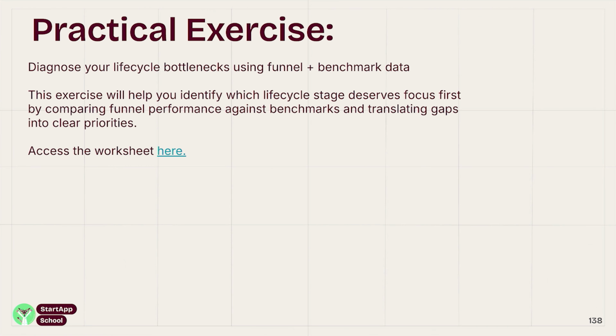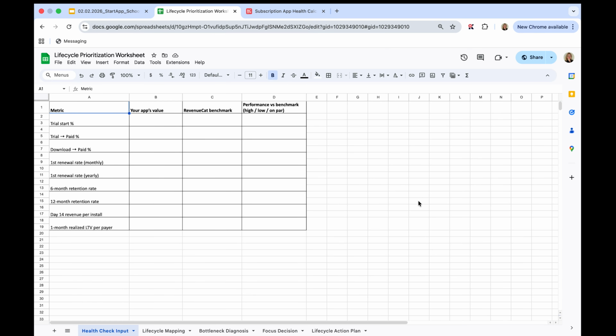So let's do this together. In this practical exercise, I will show you how to diagnose your lifecycle bottlenecks using funnel and benchmark data together. Welcome to the last practical exercise of the course. All I want you to do here is take the values that you input to the subscription app health calculator and add them to this spreadsheet. So make sure to map your own app's value against the RevenueCat benchmark in column C.